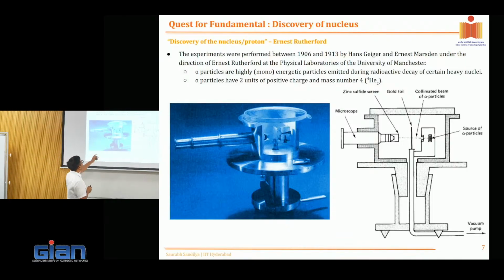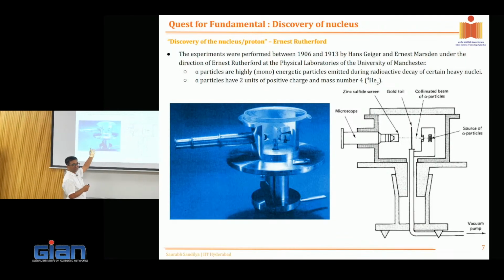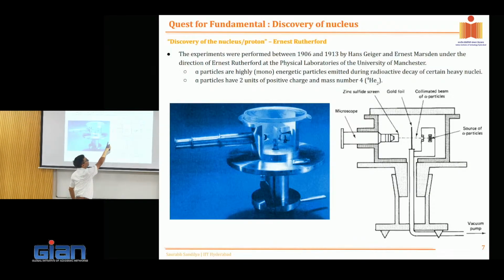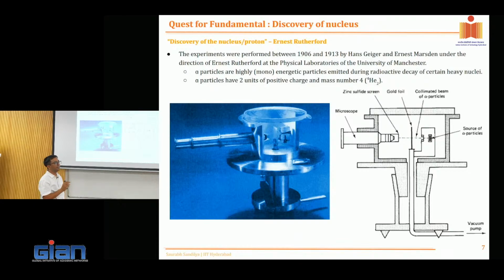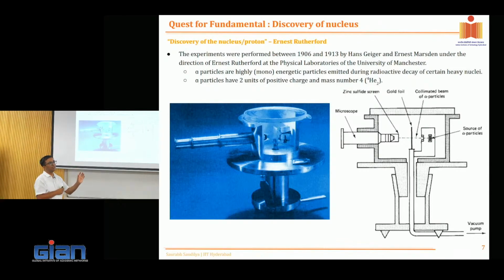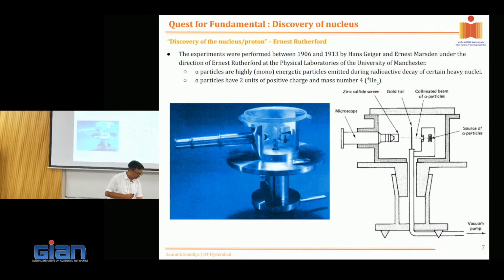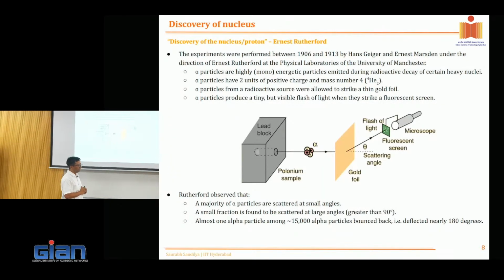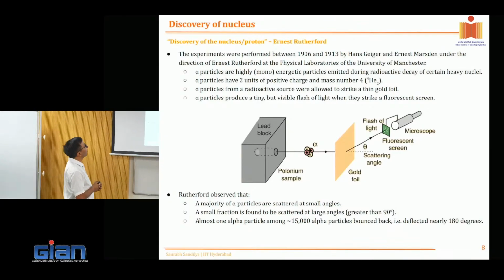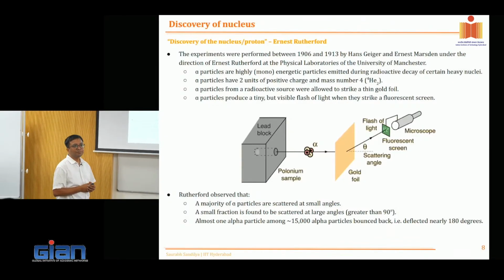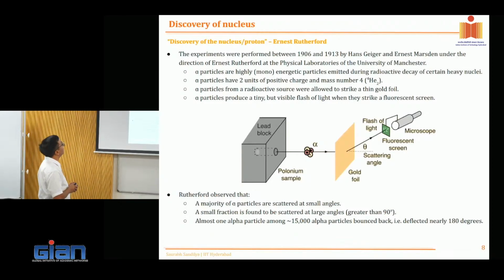This entire setup is rotatable. So this microscope can rotate to different angles, and you can measure the angle of scattering. You perform the measurement, you count at one particular scattering angle, you keep on moving, and you count the alpha particles scattered. Fine, this part is clear, right? Coming back to the schematic, you already know that alpha particles are helium ions, 4He2, and this is the schematic of the same thing.